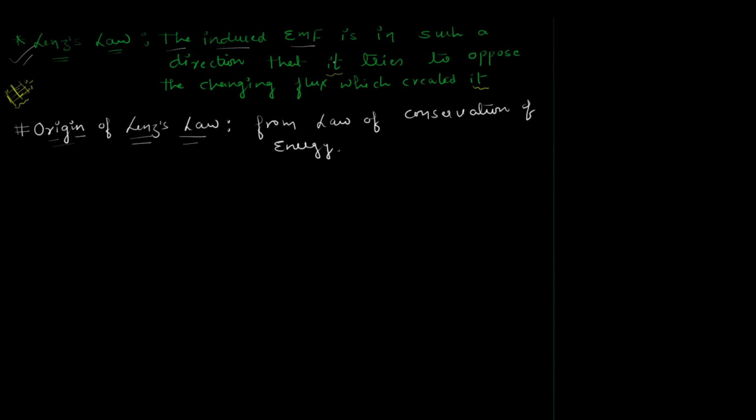So the induced EMF will be trying to oppose its own creator. The changing magnetic flux creates the EMF, but the EMF is opposing that changing magnetic flux. Or to sum it up for the nth time now: if the magnetic flux which is creating the EMF is increasing, then the induced EMF will try to oppose that. That means if the flux is increasing, the induced EMF will try to decrease it, and if the flux is decreasing, the induced EMF will try to increase it. That is basically what Lenz's law is all about.